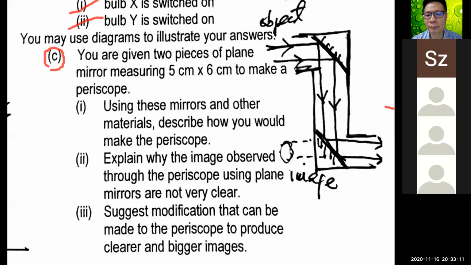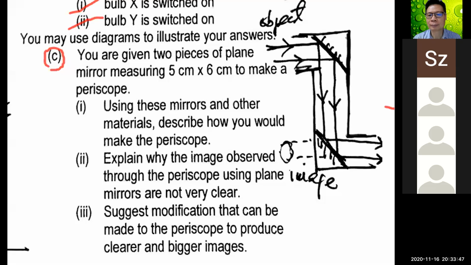An L-shaped tube. We say this one L-shaped. An L-shaped tube is made from cardboard. Made from cardboard. Must be a tube, you know.